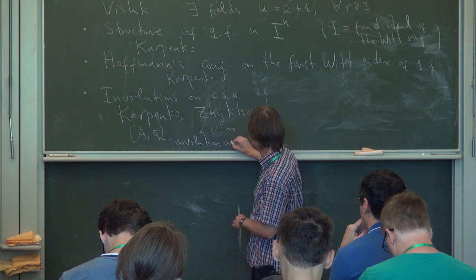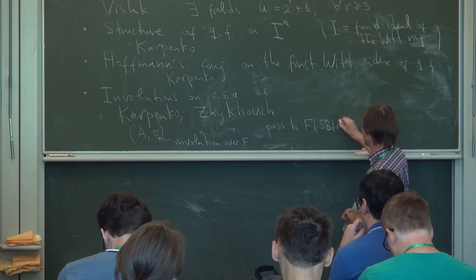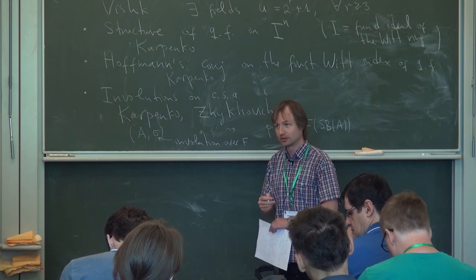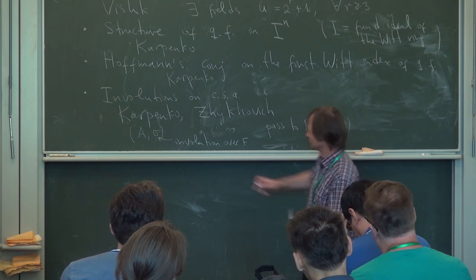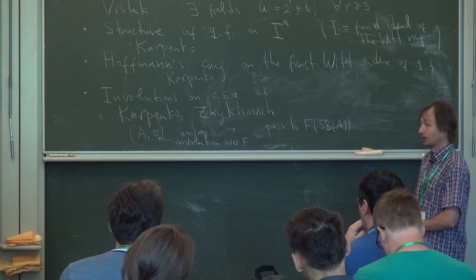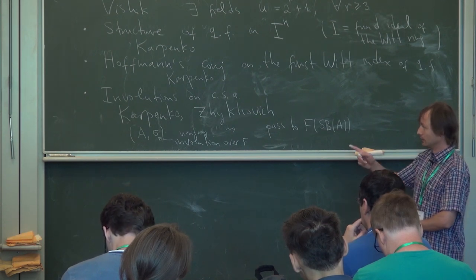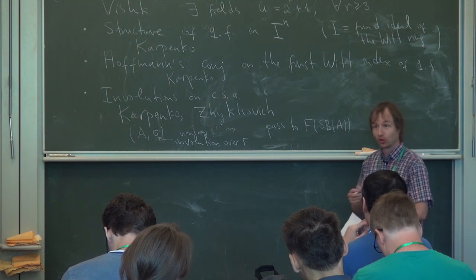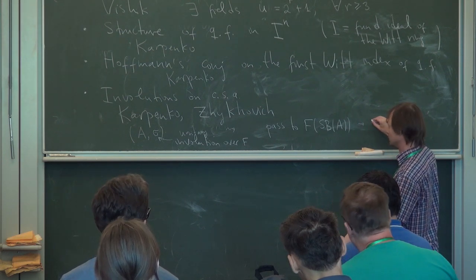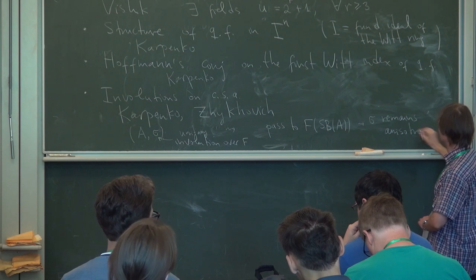So everything is over F, and we pass to the function field of the Severi-Brauer variety of A. Then A becomes split. So it's just matrices, and sigma becomes a Hermitian form, say a unitary involution. And then a conjecture, but now it's a theorem, says that if this involution was anisotropic, then it remains anisotropic. So sigma remains anisotropic.